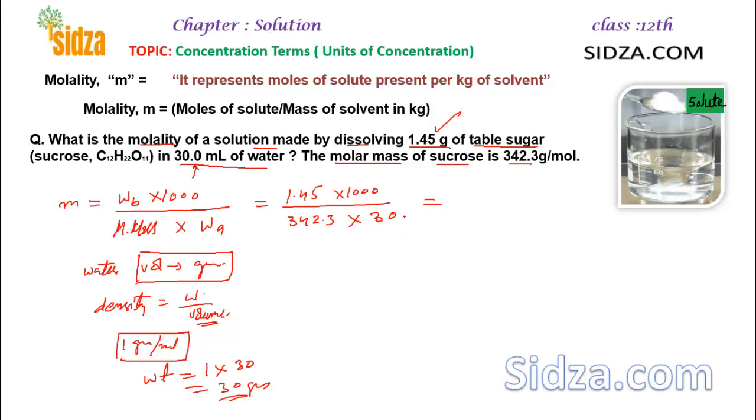So when I solve this equation, it comes out to be 0.141, right? That means 0.141. This is the molality of the solution. This is the moles per kg of the solvent.